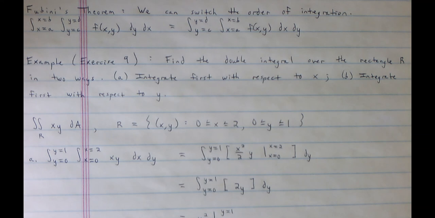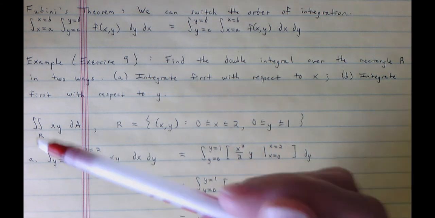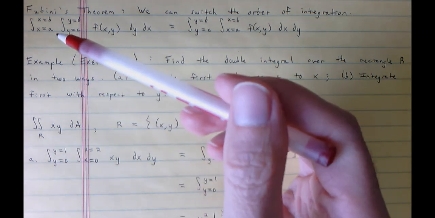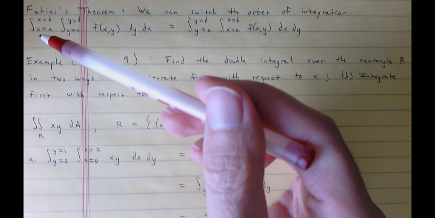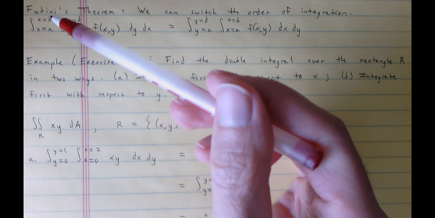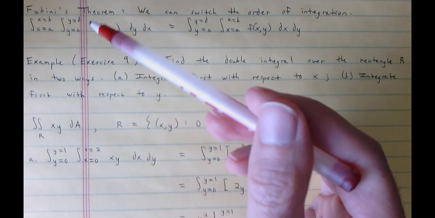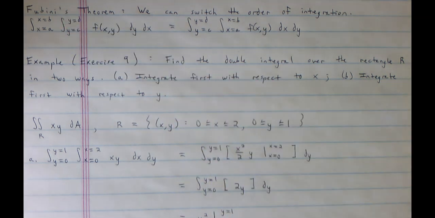We have an important result known as Fubini's theorem, which says we can switch the order of integration. It doesn't matter if we first integrate with respect to x and then y, or vice versa. And what I'd like to get us in the habit of doing now, since we're working with two variables, when you write the limits of integration, write x equals a to x equals b, y equals c to y equals d, just to help you keep track of which variable you're working with.